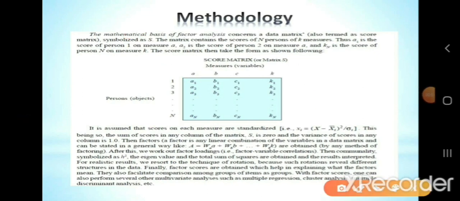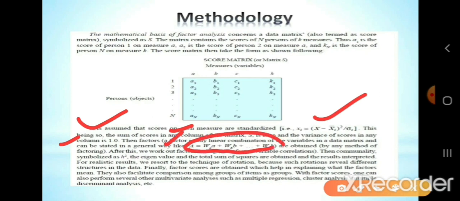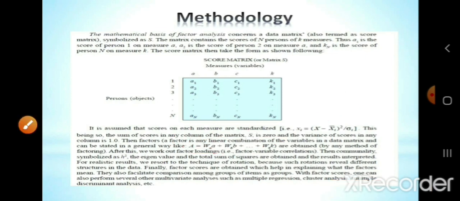Now, first we will standardize the score of each measure by using the standardization formula. For this, the sum of scores in any column of the matrix is assumed to be 0 and the variance of the scores in any column is assumed to be 1. Then the factors of the given variables in the data matrix can be stated in this way, by any method of factoring or factor analysis.